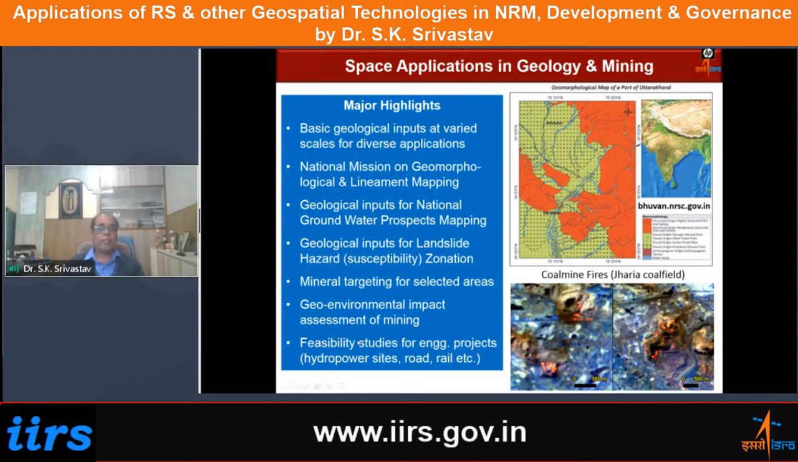And then, as I mentioned in the beginning, for any kind of engineering geological project, whether it is site selection for hydropower sites, or road alignment, or railway alignment, particularly in hilly terrain, a lot of geological inputs are required to be generated. Satellite images are primarily being used these days for generating such inputs.